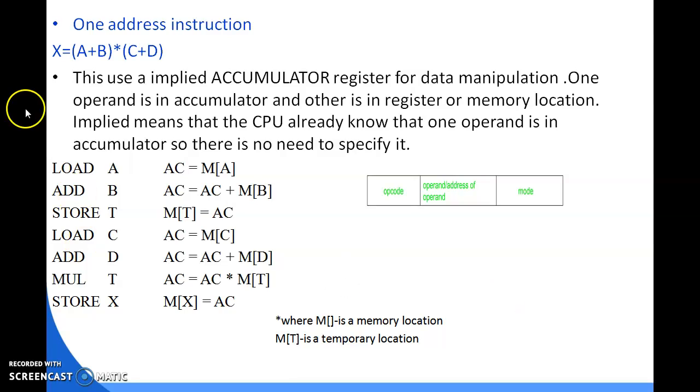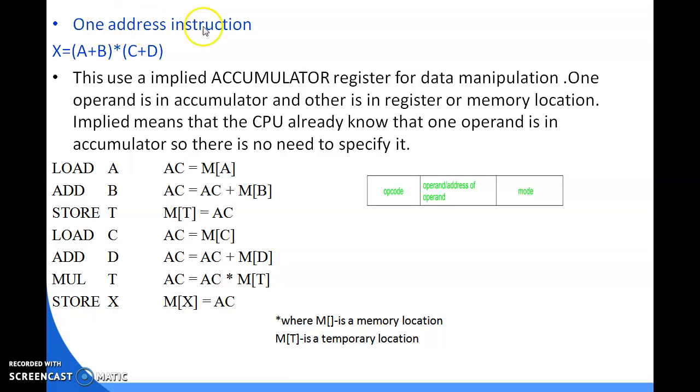This sentence has two parts. First, one operand is in the accumulator. That means whichever operand is placed within the accumulator, that information is already known to the CPU, because the accumulator is a register under the processor register group. The CPU is nothing but a processor, so under the processor register group, the accumulator is a register.